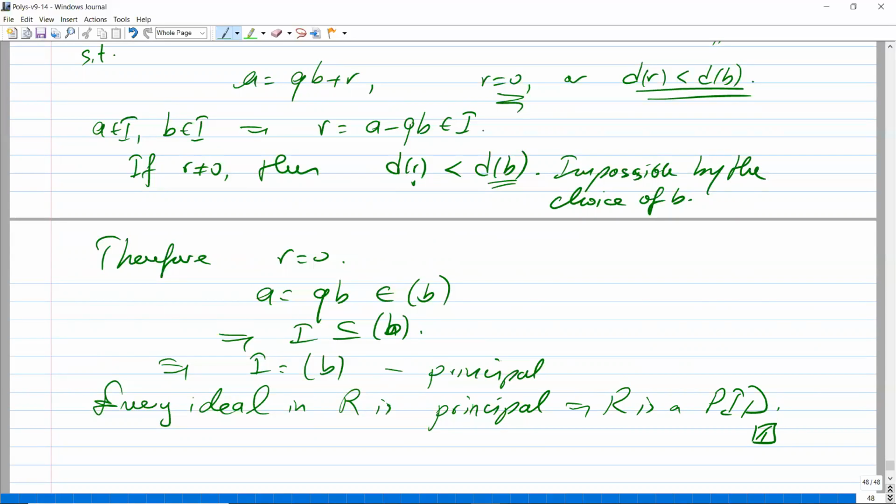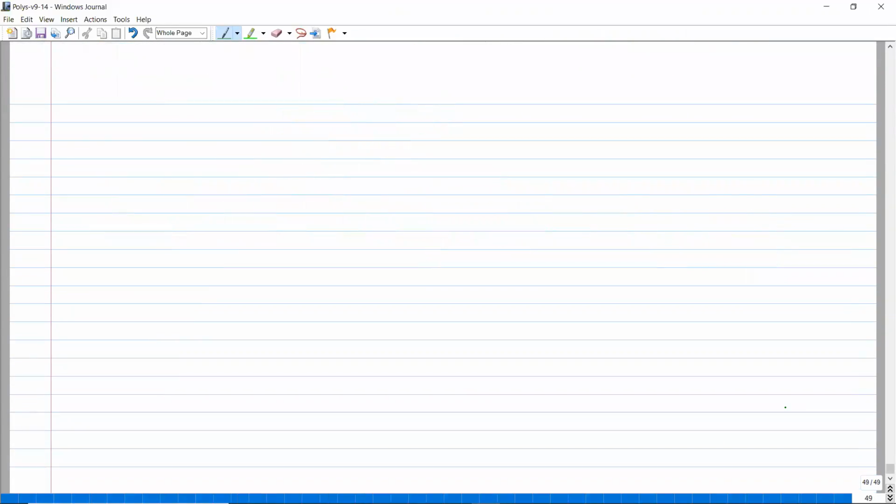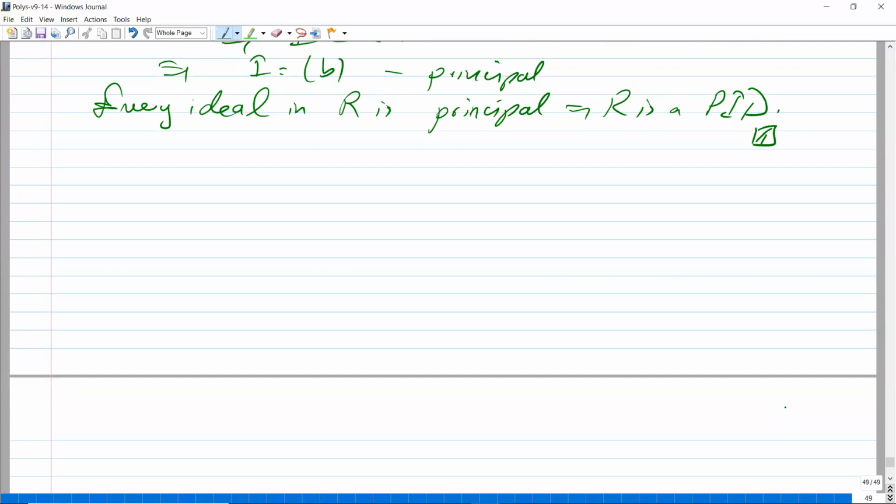Now let me write a theorem which I will prove in the next lecture, because I don't have 40 minutes, only 5 minutes, so I cannot finish the proof in 5 minutes. So let me state it.